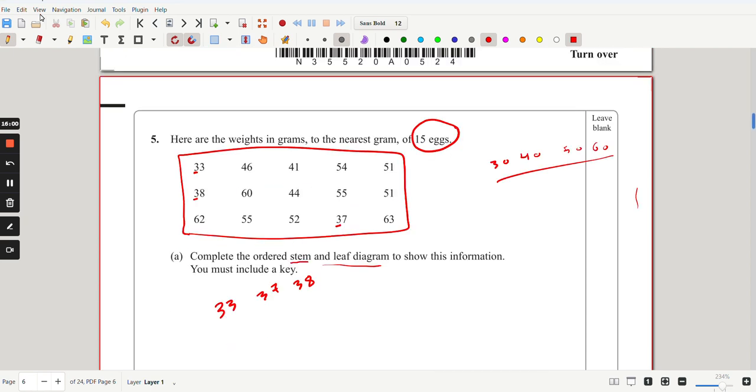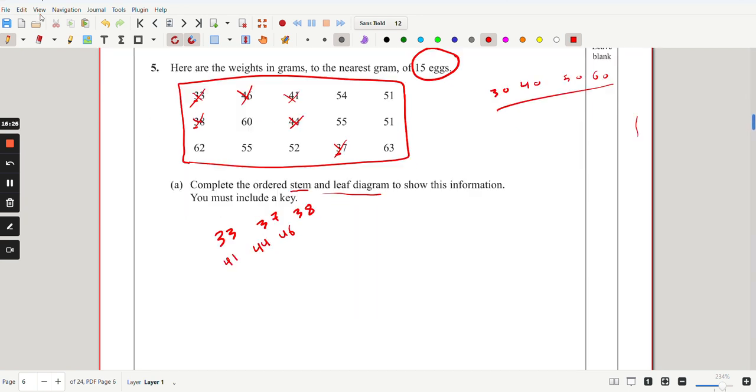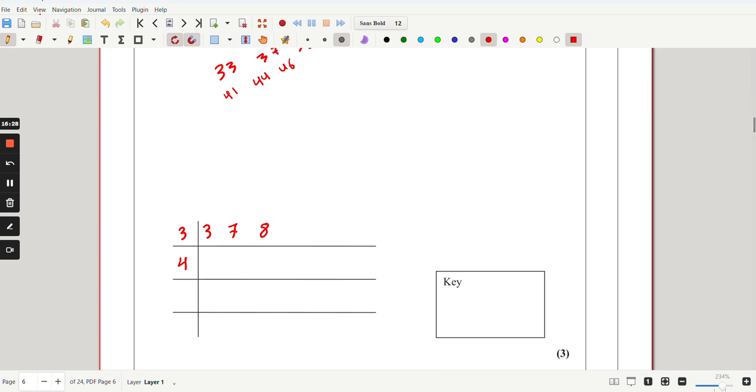Let's go to 4. So 4 is here, so 30 we finished them. Now we have 40, so we have 41. Then we have 44. Then we have 46. So 1, 4, 6 here: 41, 44, 46.